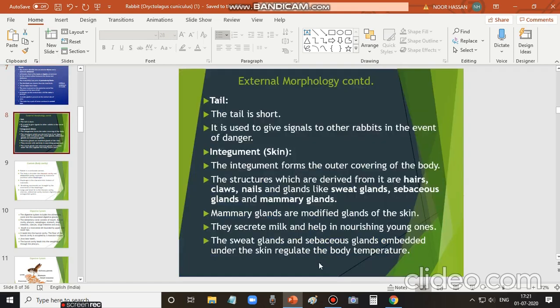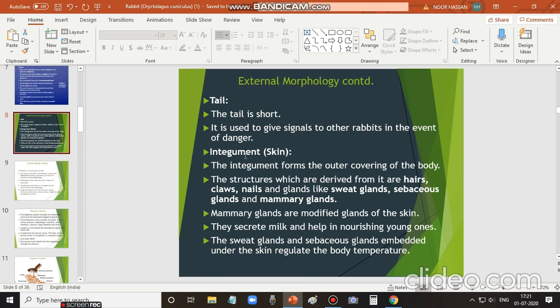It is about the tail. The tail is short, and it is used to give signals to other rabbits in the event of danger. At times of danger, rabbits use their tails to give signals so that others can understand.